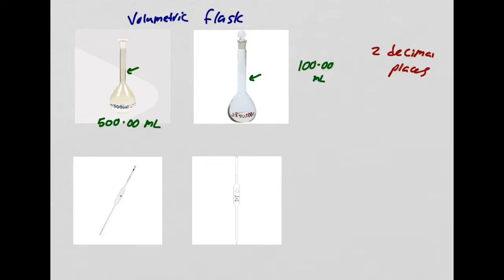This is a pipette. If you look at a pipette, it also has only one line. It also has a fixed amount that you can take. It's not graduated. So if this one is a 25 ml pipette, what's the only volume I can measure? 25. Now, pipettes are also accurate. They're accurate to 2 decimal places.